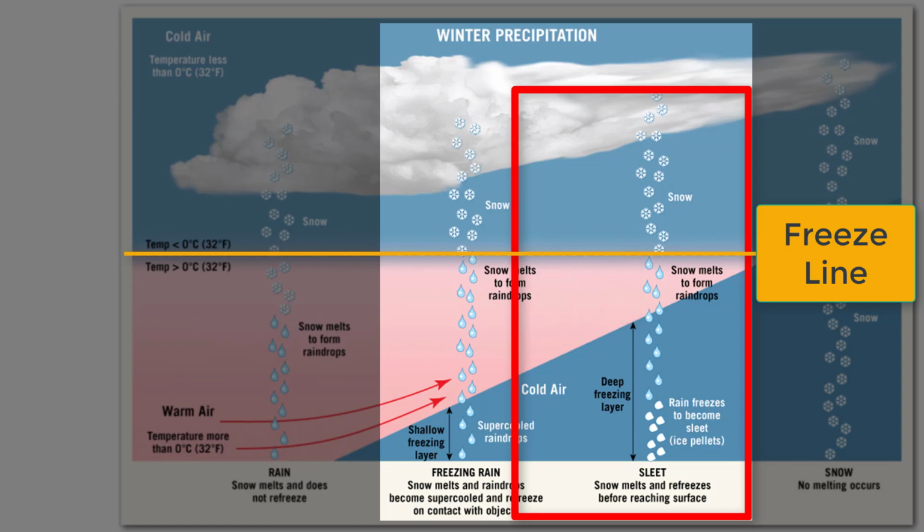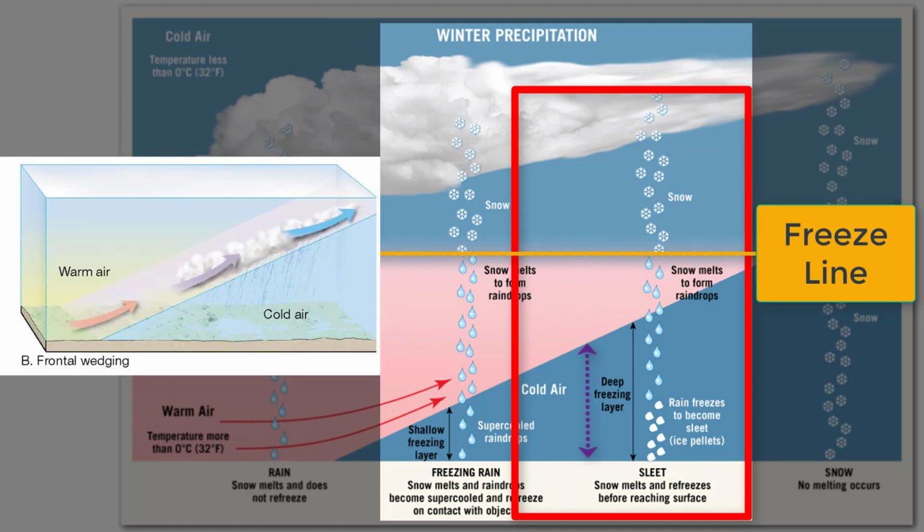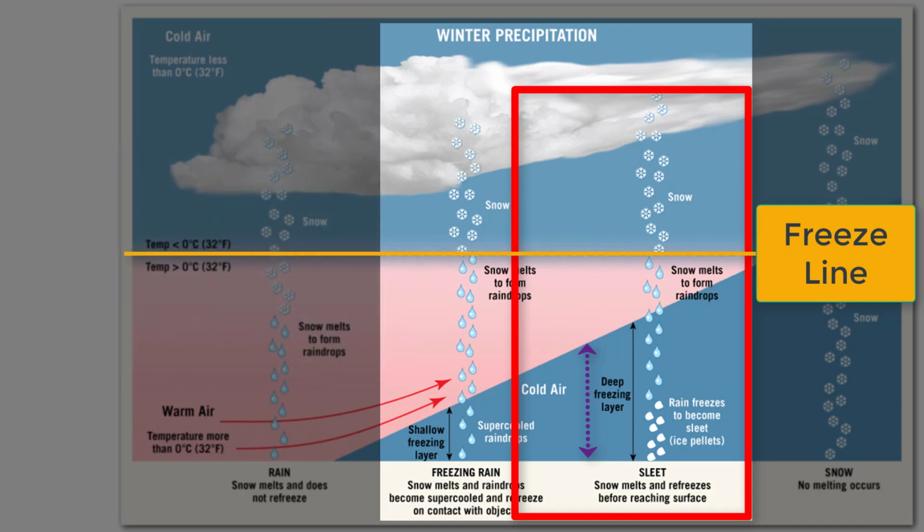Now, as those raindrops continue to fall through the atmosphere, they might run across more cold air. In fact, the cold air that you see at the bottom of this image is currently involved in frontal wedging. But anyway, as the raindrops reach that cold air region, the raindrops will become supercooled. And when we use the term supercooled, we basically mean that the raindrop's temperature can be below freezing, but the drop remains in liquid form.